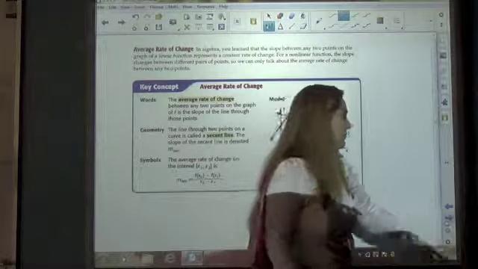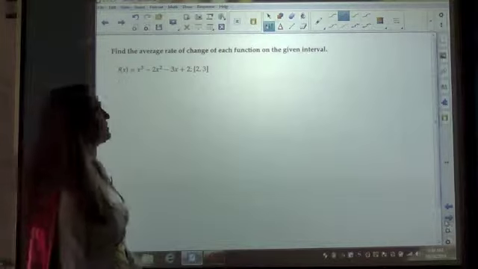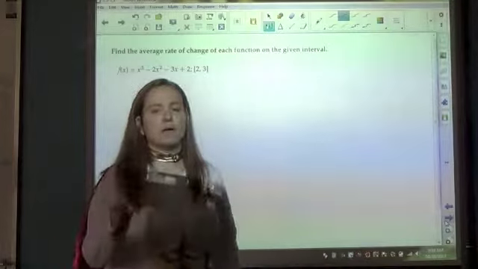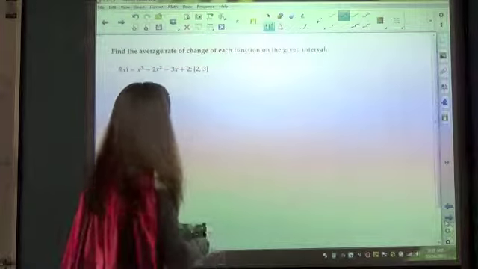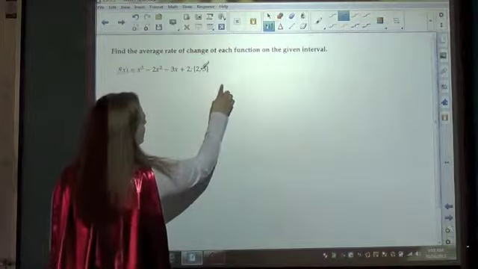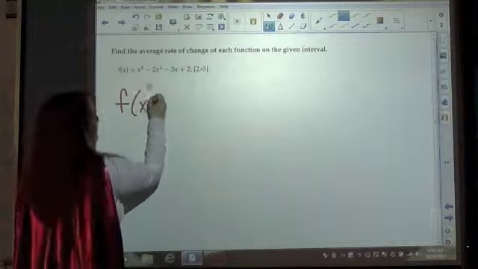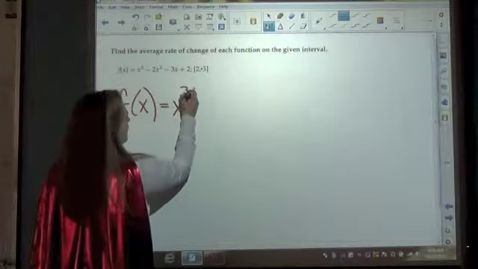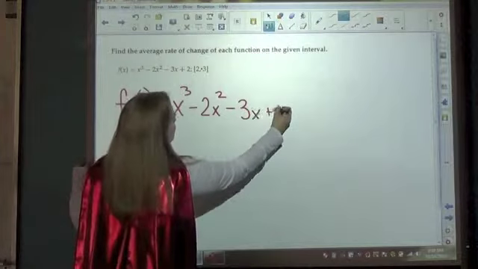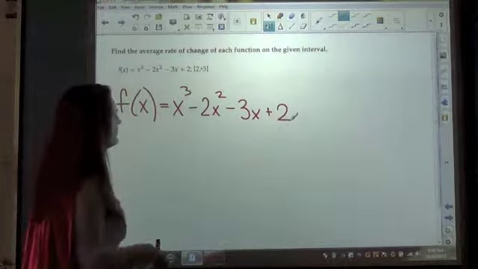So one problem I'm going to show you, and it's easy. Find the average rate of change of each function on the given interval. Remember, interval, domain, domain, domain. So I'm going to make that just a little bigger so you can see it. Okay, so here's the function: f of x equals x to the third minus 2x squared minus 3x plus 2. Now, the book does it in one big problem, but I'm going to do it in steps for you.